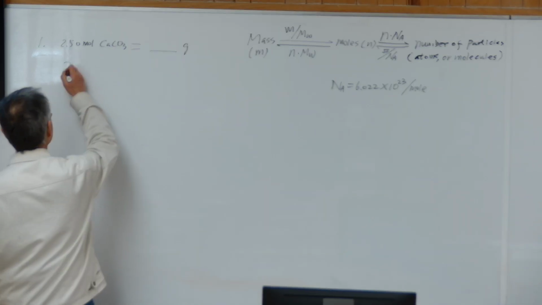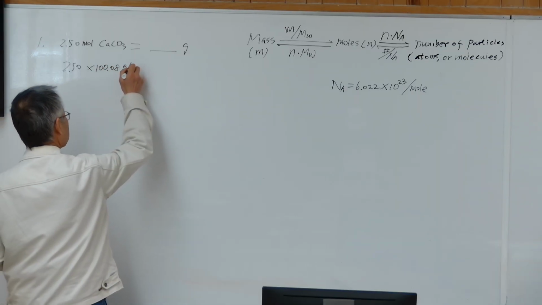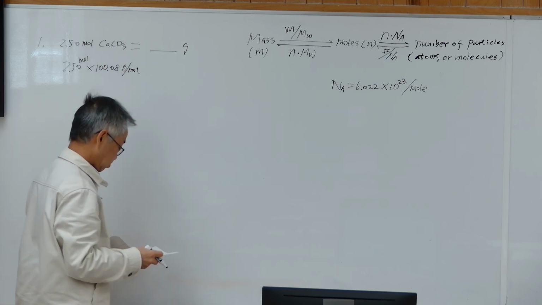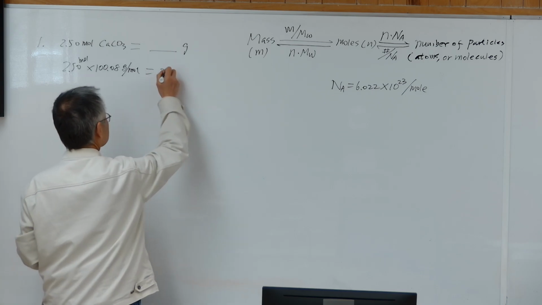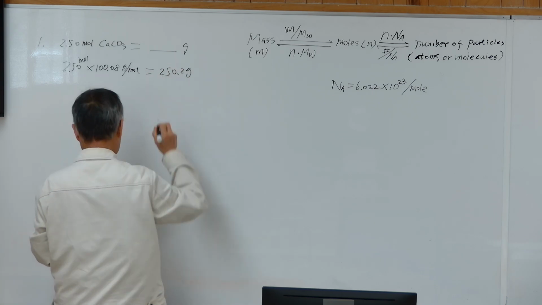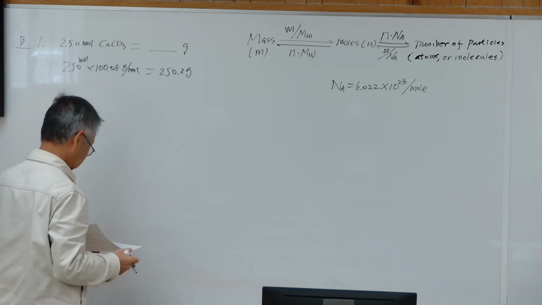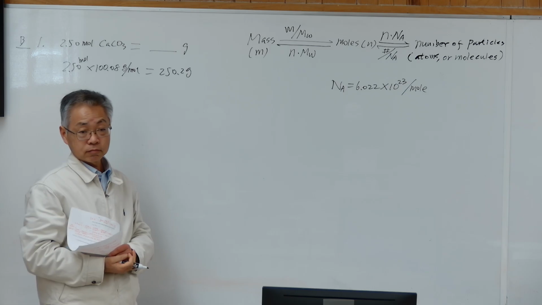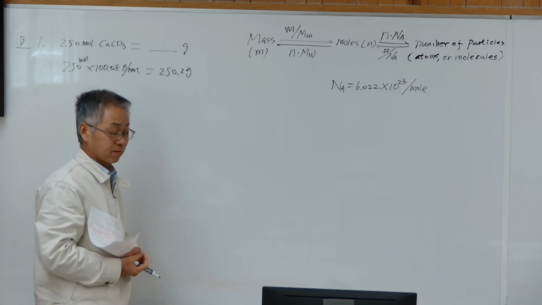So 2.5 times 100.08 grams per mole. It's clearly around 250, so 250.2 grams. So you should choose B. Can you understand this? Okay.